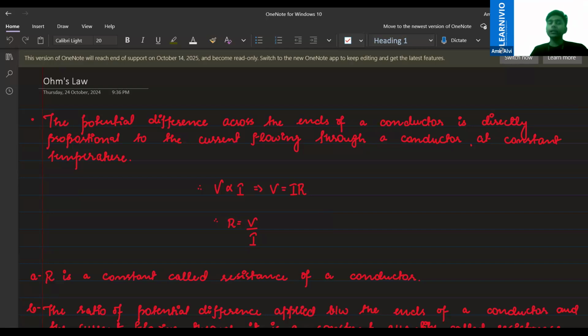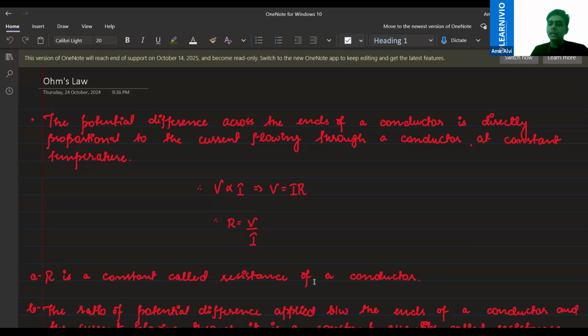Ohm's law says that the potential difference across the conductor is directly proportional to the current flowing through the conductor at constant temperature. That means potential difference depends on the current. If you increase the current, the potential difference will increase, and vice versa. If you increase the potential difference, the current flowing through it will increase at constant temperature.